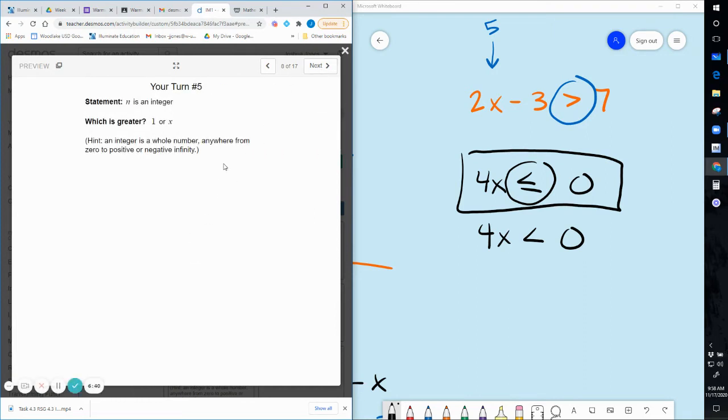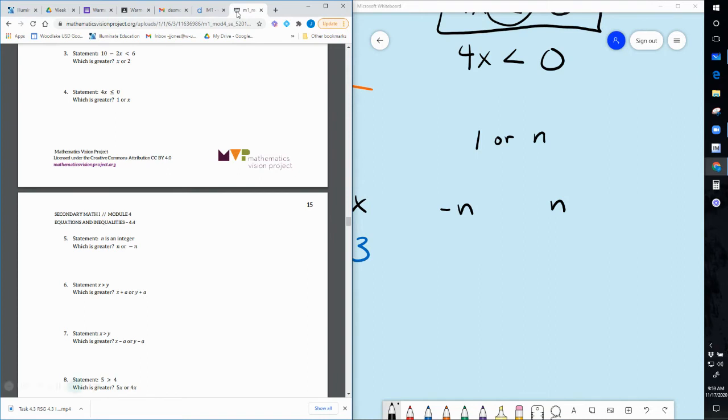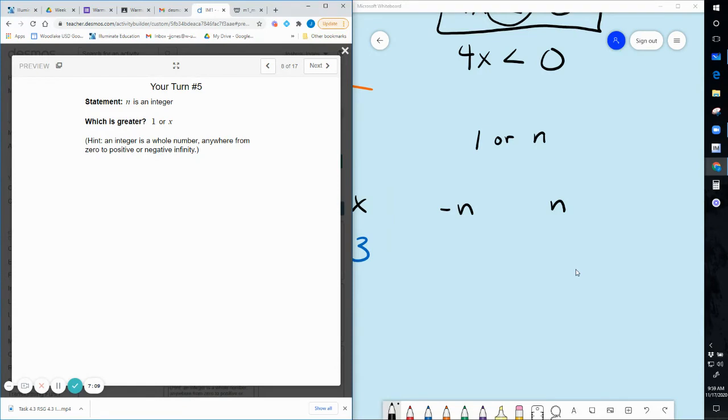All right, number 5. The statement is that n is an integer. So this is actually supposed to say, and I'm sure it will be in your Desmos, which is greater, 1 or n, okay? And then I think it gives you negative n and n. That's what it looks like from my end. Yep, n or negative n, which is greater, okay? 1 or n. So you're going to go ahead and test those out. You're going to plug them in there or there and let me know what you choose.